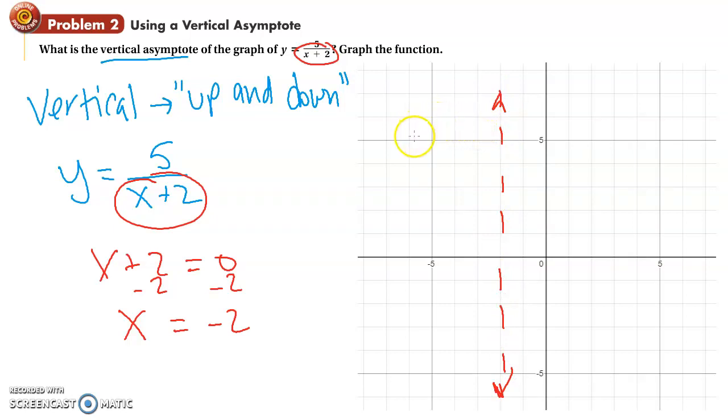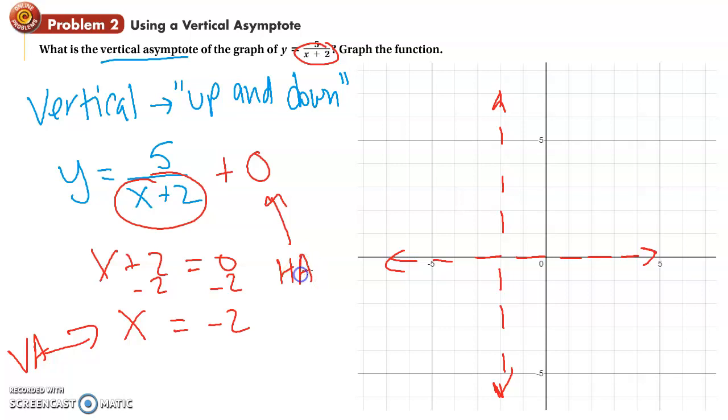Then they want us to graph the function. Now, if they don't say anything else, we're going to assume that the horizontal asymptote is going to be at 0. And the reason we're going to do that is because the horizontal asymptote, the line that's going left or right, is going to be whatever is added at the end. All right, so you find the vertical asymptote, the VA, by setting the denominator equal to 0, and the horizontal asymptote is going to be at the end. We have the VA and the HA.